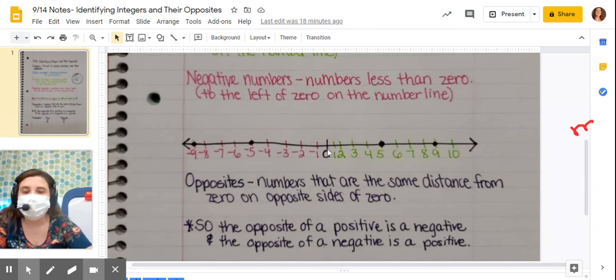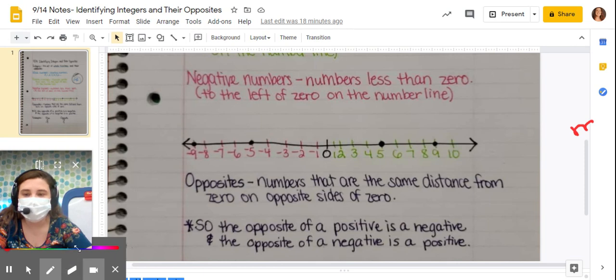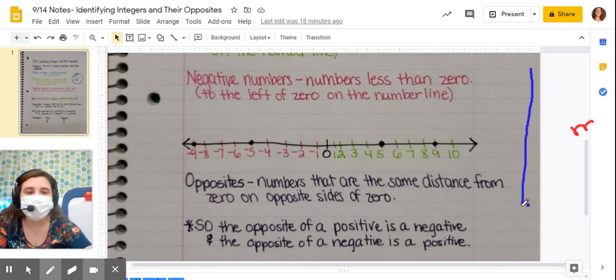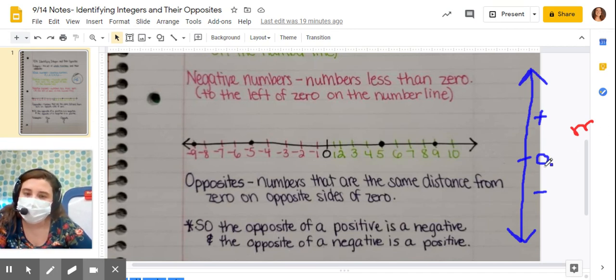But the positive numbers would go towards the right. The negative numbers will go towards the left. If it were vertical, so if it ran up and down, and I know this is red, but let's see if I can make it a different color. So if it ran up and down like this, that would be a vertical number line. You would still have 0 in the middle, but your positives would be up and your negatives would be down. So 0 is our starting point.